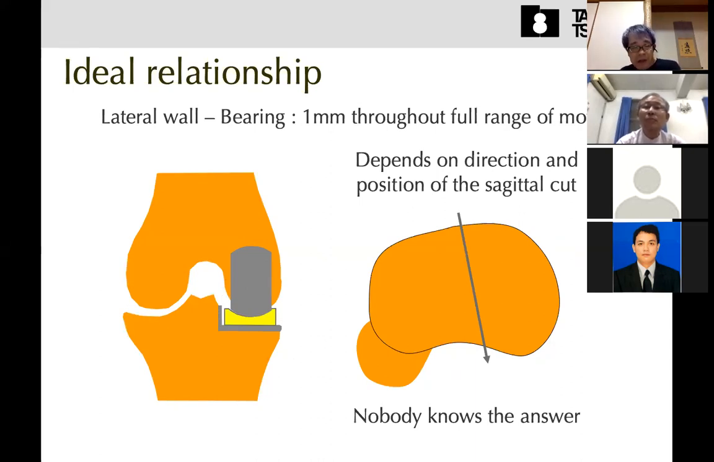So this is the object of my study: what is the best direction for the tibia sagittal cut?